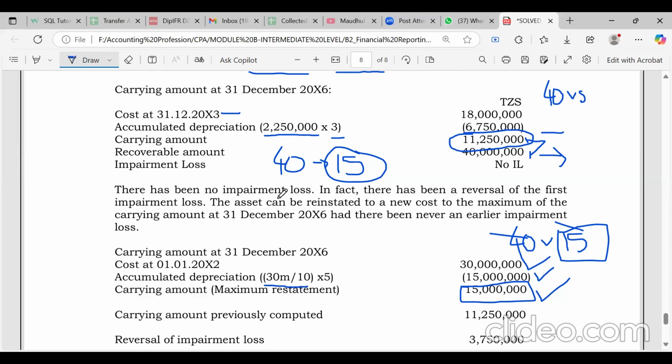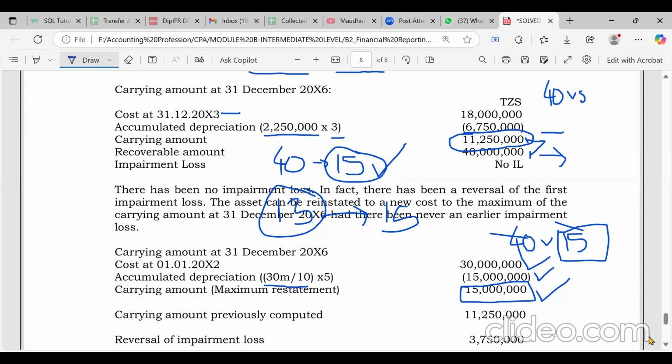So in case the recoverable amount was let's say 13, then you would still compare it to 15. Which one would have been the lower? 13. Then we say, okay, it's fine, I can just increase it to 13. So to simplify matters for you, just take the lower of the two, right? That means we would say our carrying amount was 11.25, but I'm going to increase it to 15.